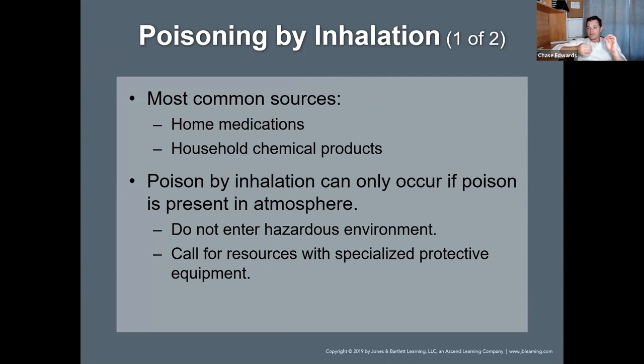All right. So up next, poisoning by inhalation. Most common sources are going to be your home medications, household chemical products, and so on. Poison by inhalation can only occur if poison is present in the surrounding atmosphere. Makes sense, right? As long as the patient is in the toxic environment, he or she will keep inhaling the poison, and so will you if that's where it started from.